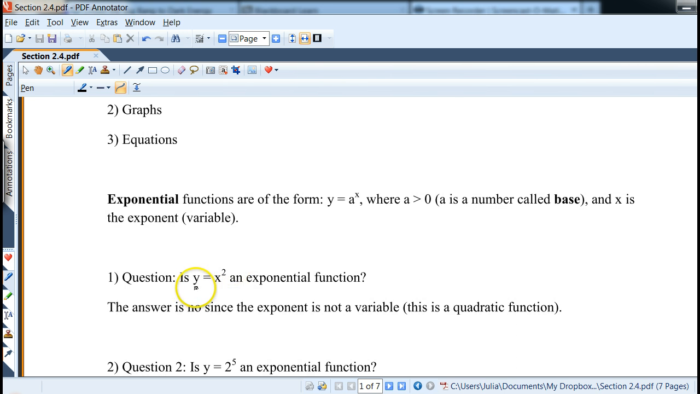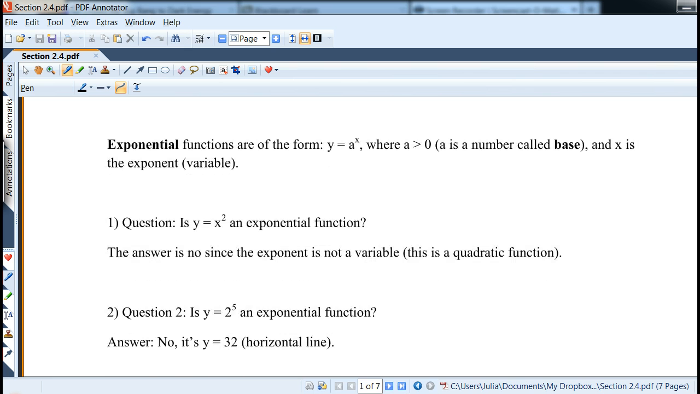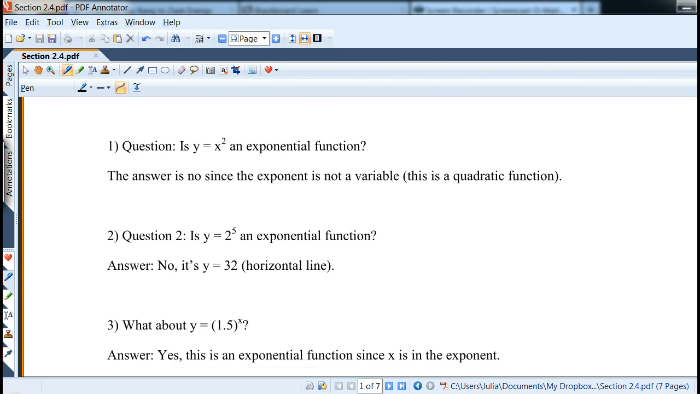So let's answer some questions. Is y equals x squared an exponential function by the way we defined it? Well, the answer is no, because the exponent is not a variable, and this is actually a quadratic function or a polynomial where you have a variable raised to the power. Now let's take a look at the second question. Is y equals 2 to the fifth an exponential function? So think about this one. Well, the answer is actually no. It's y equals 2 to the fifth, which is 32, which is actually a horizontal line, so it's still not an exponential.